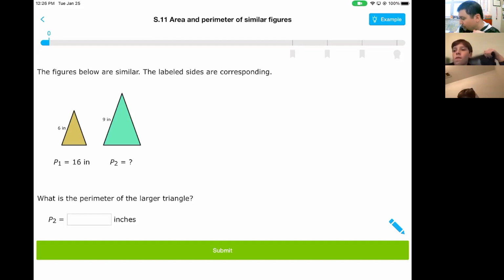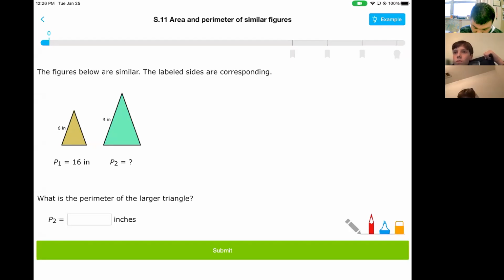All right, so this is S.11, which is titled area and perimeter of similar figures. This would have been equivalent to our section 2.6 homework that was due yesterday. It says the figures below are similar. The labeled sides are corresponding. What is the perimeter of the larger triangle?